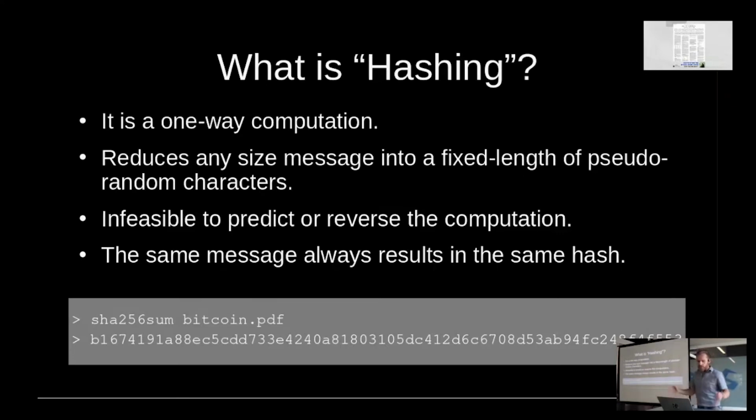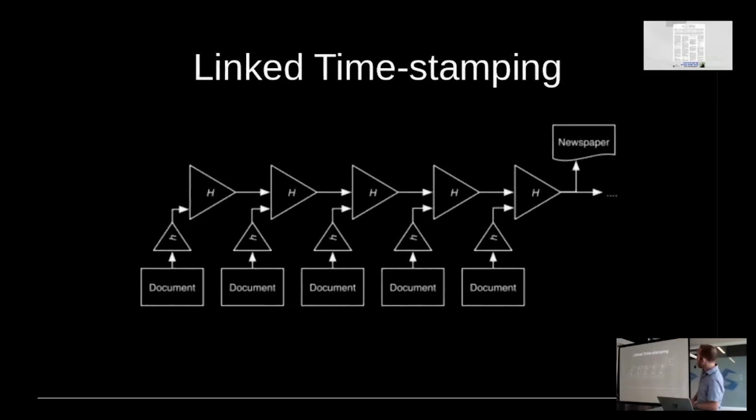So hashing is incredibly useful. You can do all sorts of cool things with it. Link timestamping is just one of the cool things that you can do with it because you can create this chain of documents that you hash into the next and create this structure that you attest to that you can't modify.